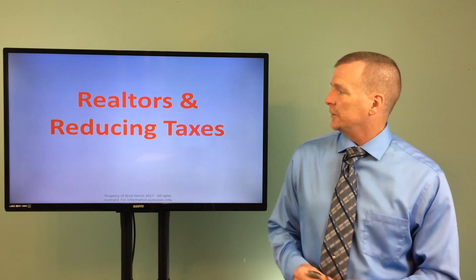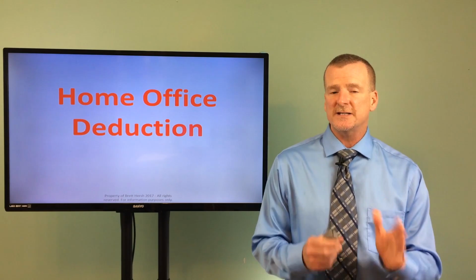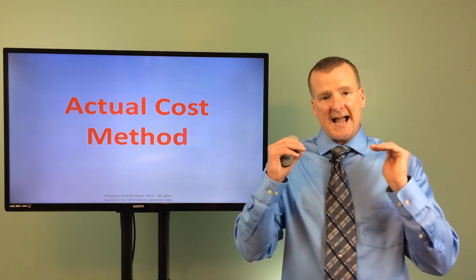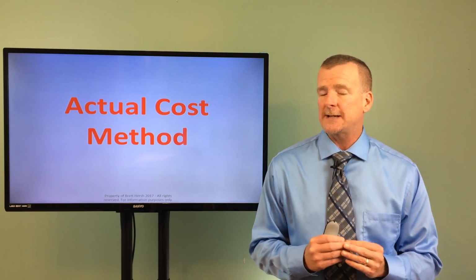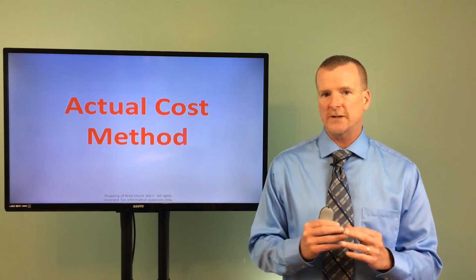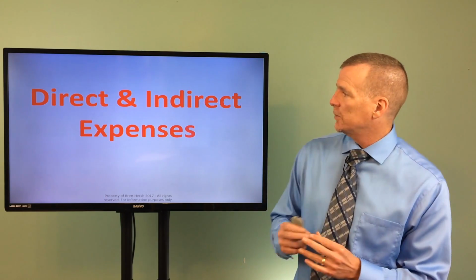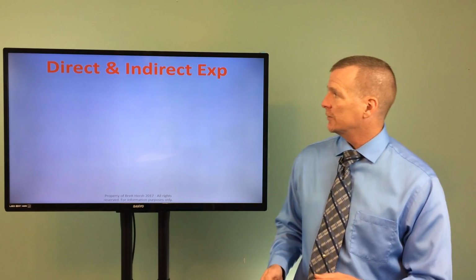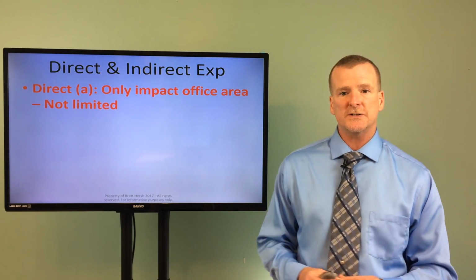We are still discussing realtors and reducing taxes. Now, in this section, we're still on the home office deduction. We're discussing the actual cost method. We kind of introduced that method in an earlier section. We also discussed how to calculate the square footage for indirect expenses. So we're moving on here to discuss direct and indirect expenses. Let's go over these a little bit to do some definitions.